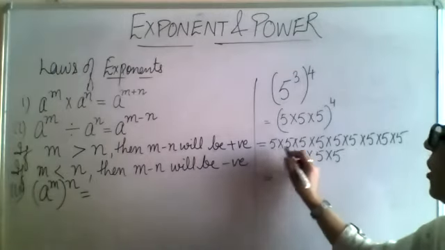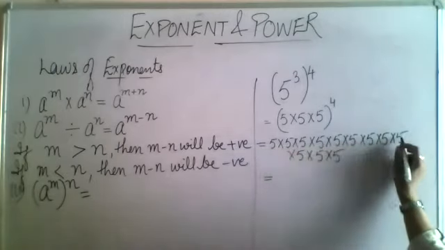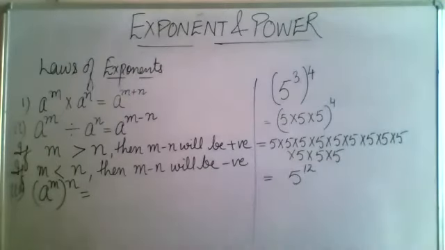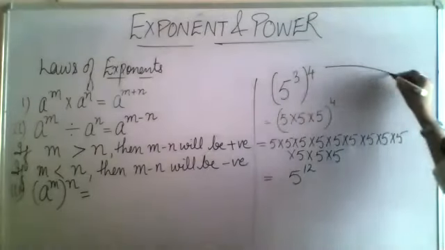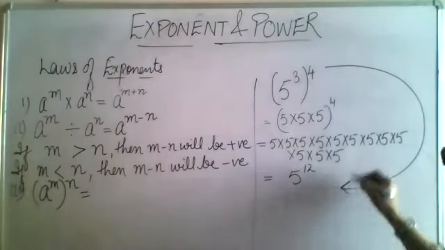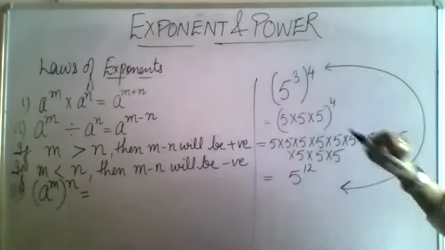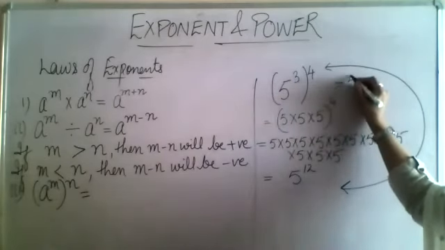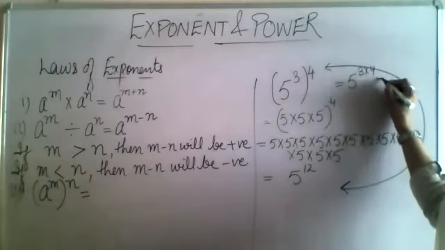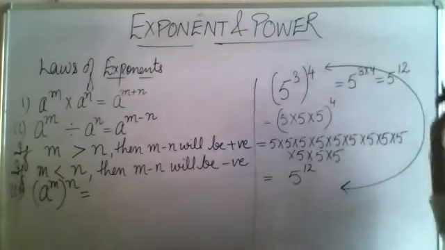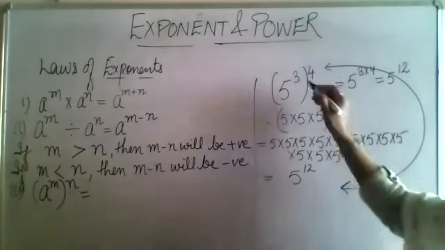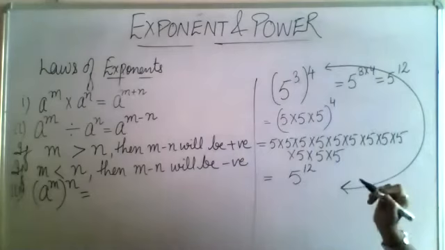So if I count 1, 2, 3, 4, 5, 6, 7, 8, 9, 10, 11, 12, I will write it as 5 raised to power 12. How do I get this 12? If I simply multiply, I get power 12. 3 fours are 12.